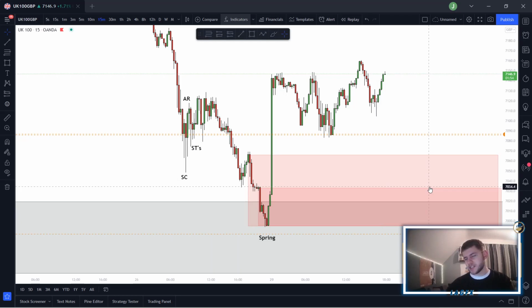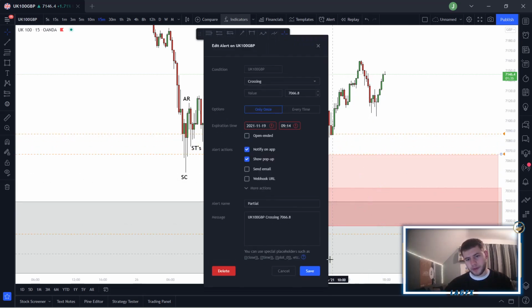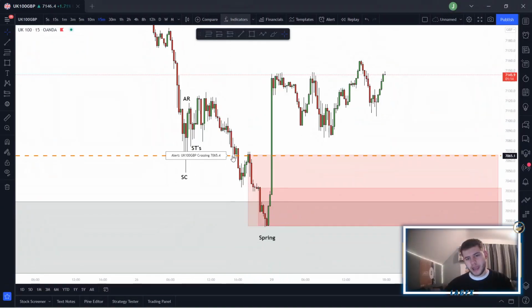So this is just a potential entry point. You know, price could come. It's not a definite, but price may come to mitigate these areas, this spring, this last down move before the heavy rally. Just keep your eyes on it. I will be setting an alert right at the top of this zone. So I've just set an alert here at the top of the zone. We'll just wait to see if price trades back down into it. If so, we can potentially then look to be a buyer into the market.